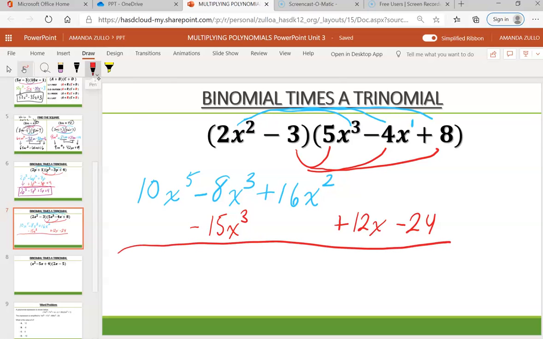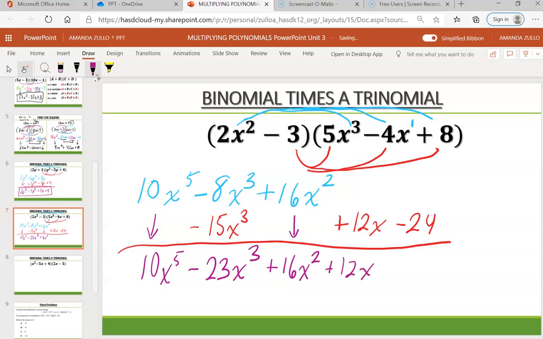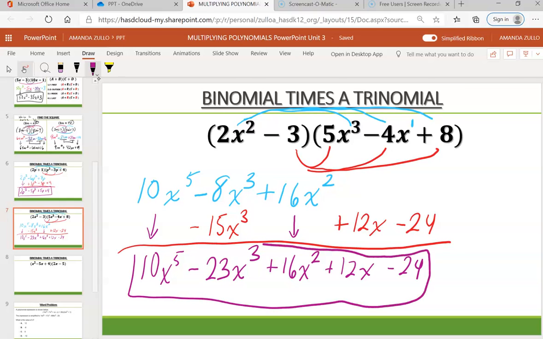And we have to combine terms. 10x to the fifth, no like term, bring it down. Negative 8 minus 15x3, they're both x3's, is negative 23x to the third. Copy down your 16x squared. Copy down your 12x and your negative 24 because none of them had like terms. And this is your answer.